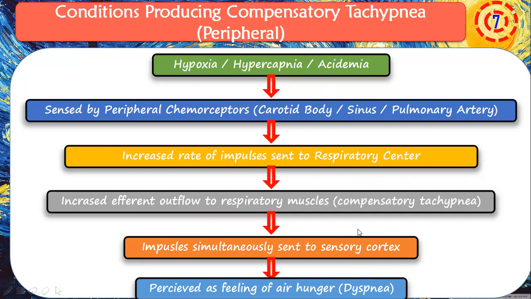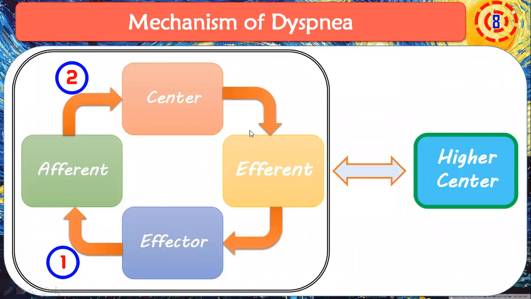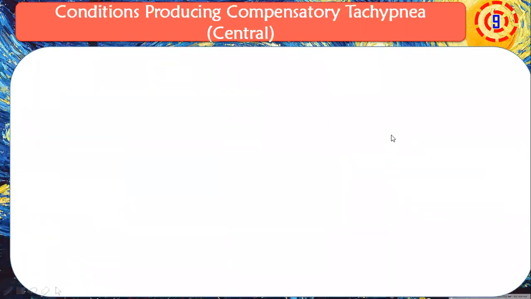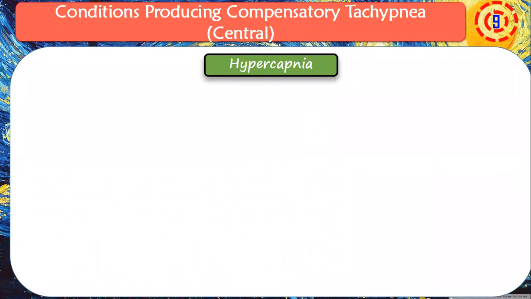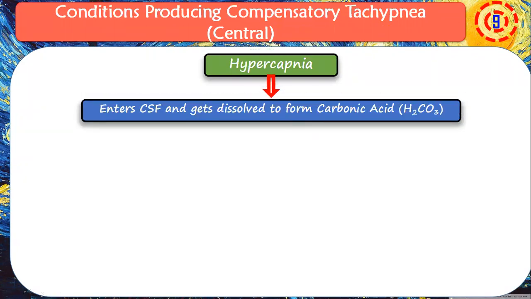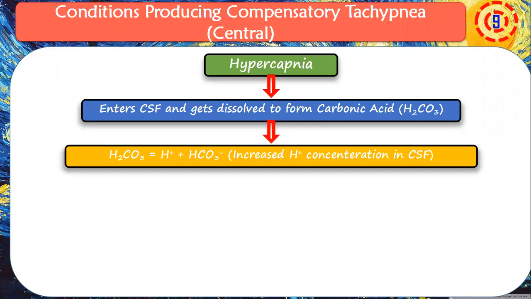So now talking about the third thing that could happen, or third mechanism of dyspnea, that is the central mechanisms or central factors which cause compensatory tachypnea. Here, there's only a single central factor, and that is hypercapnia. So whenever there is hypercapnia, it leads to entering of carbon dioxide inside the CSF, and in the CSF, the carbon dioxide gets dissolved to form carbonic acid. Once carbonic acid is formed, it gets dissociated to form hydrogen ion and bicarbonate ion.